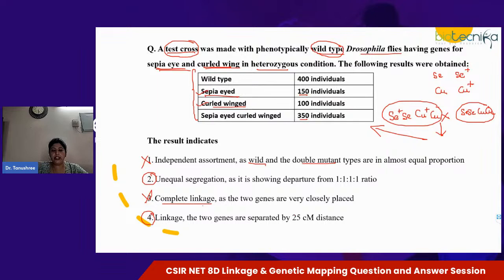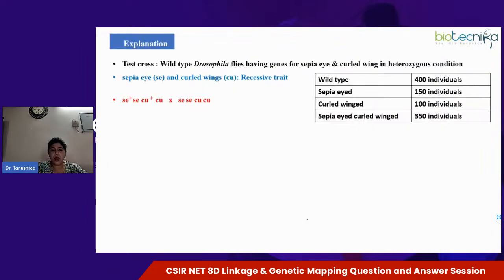Now, to test for this, you have to calculate the distance. That means you have to calculate the recombination frequency. So how are you going to do it? This is what I told you. This kind of parent will form gametes with the recessive allele only, right? And this type of parent can form four types of gametes. So we can get this combination, this is another combination, this is another combination, or this one. So different types of gametes will be formed.